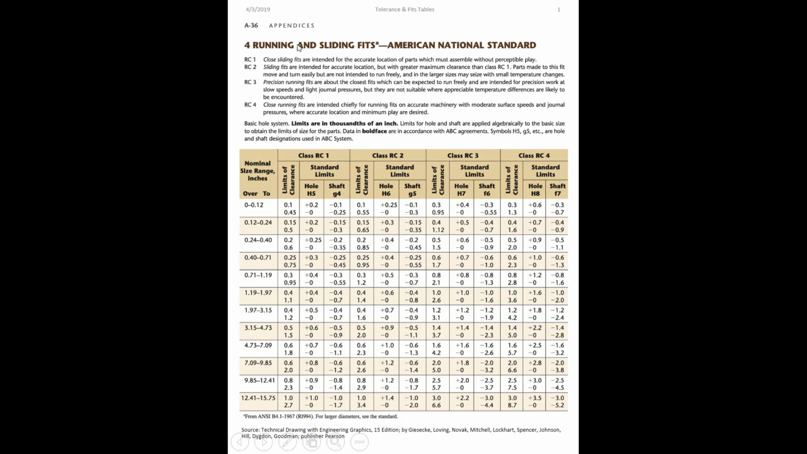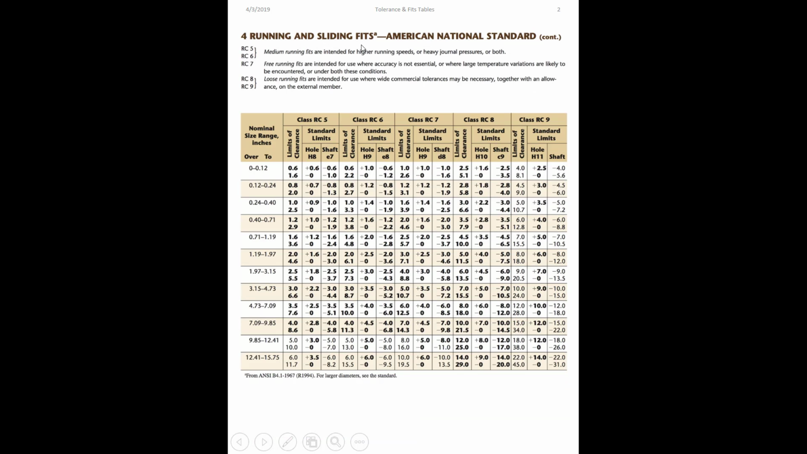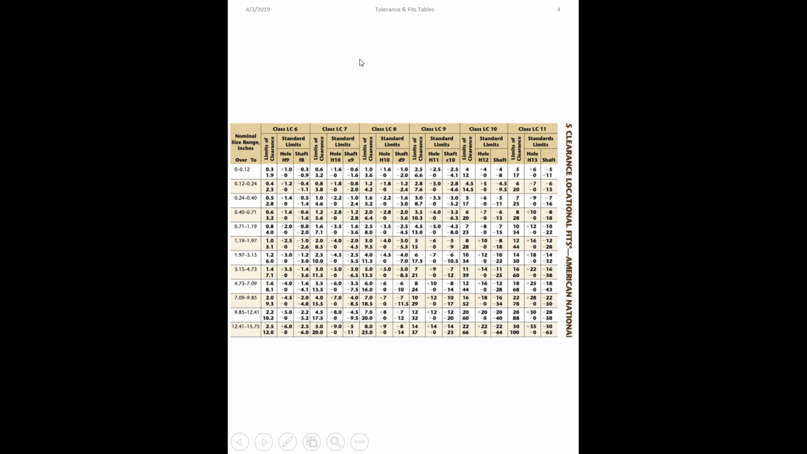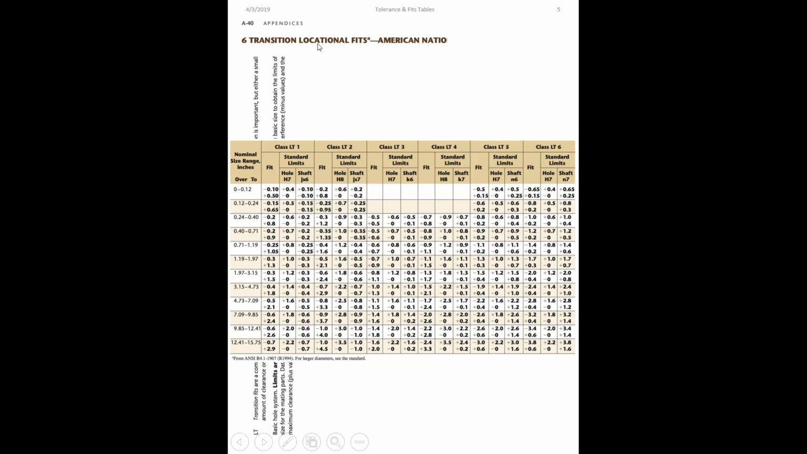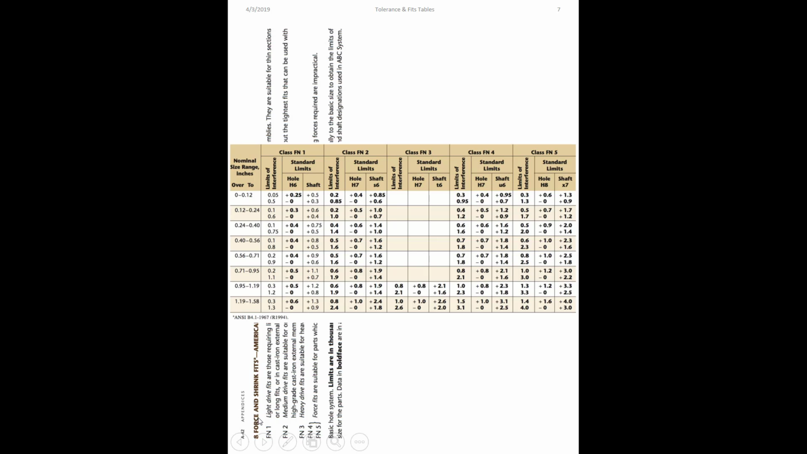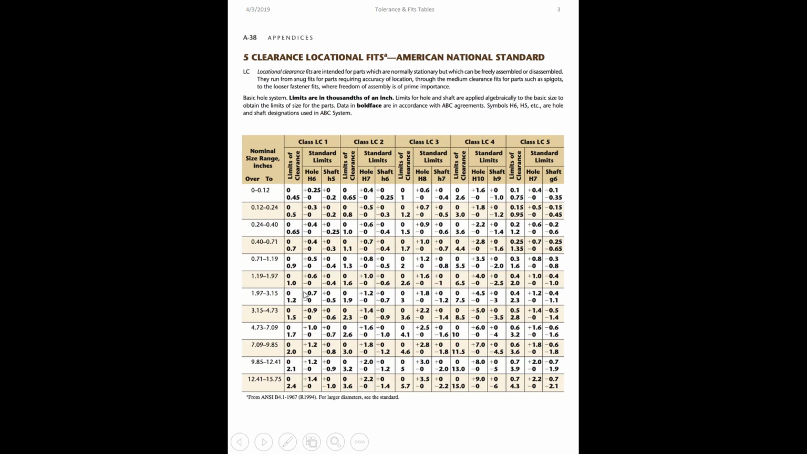So like we said, the first 2 are clearance fits. The first one is called running and sliding fits, and there are 2 pages for this. The second one is called clearance locational fits, and the next one is transition locational fits, and the next one is interference locational fits, and the last one is force and shrink fits.